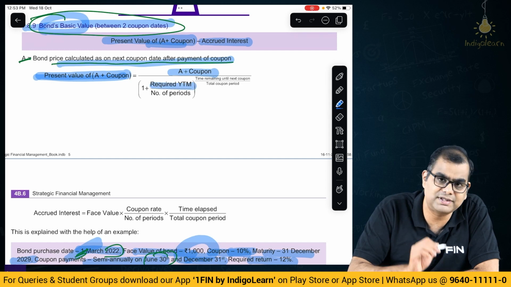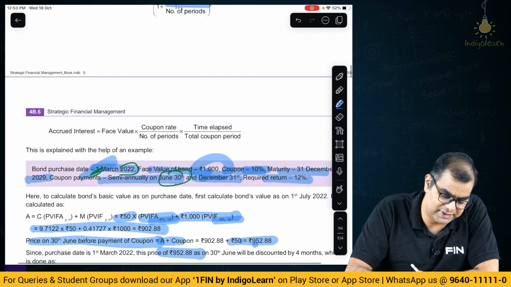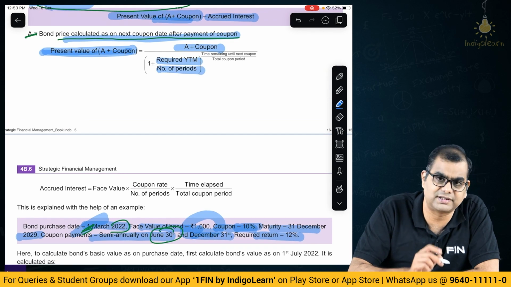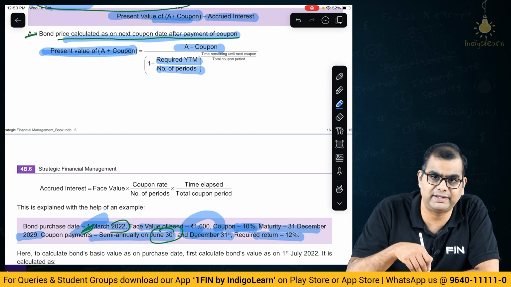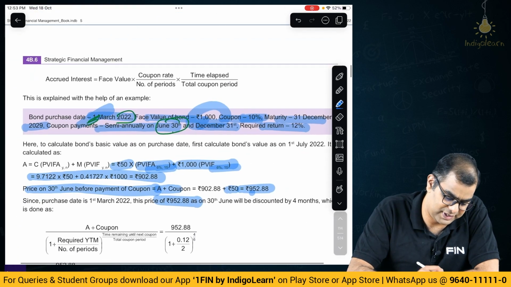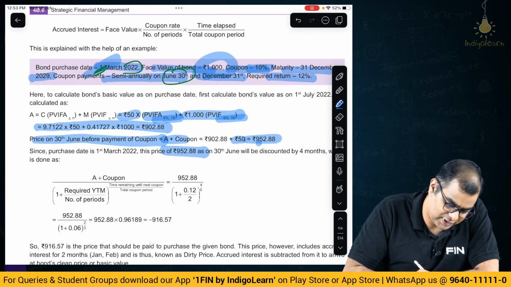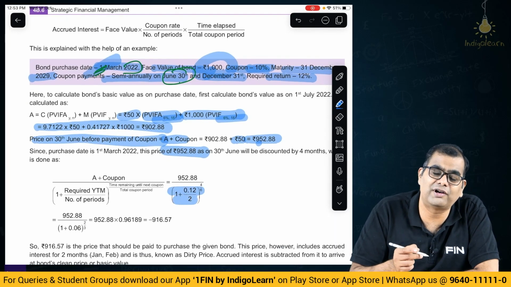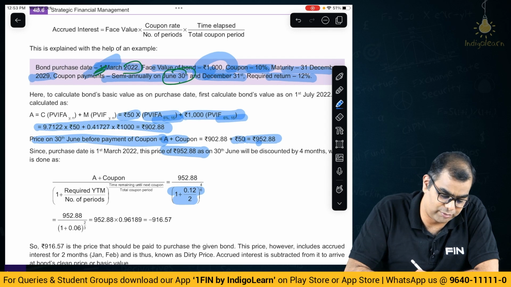The required YTM is, what is the required YTM? 12% is annual, so 6% is semi-annual. And the number of periods, it is 12 by 2, so it is 6%. So, 1 plus 6%. You do 1 plus 6%, which is 12 by 2, power, you bring it forward by 4 months. So, you do 4 by 6.